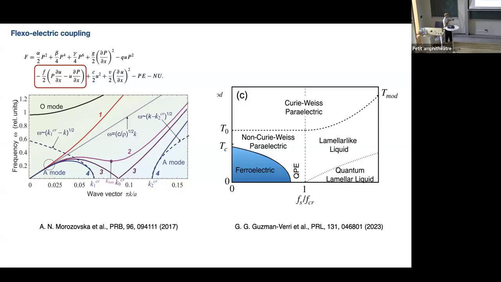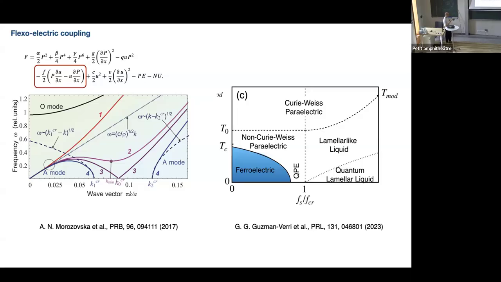And the way that it works, you start with your free energy, and essentially you have three contributions in your free energy. You have the one from the polarization, which is the P squared. You have the one from the strain, which is this part. And what we do is we just couple them. So you have P squared, something up, and then U squared.